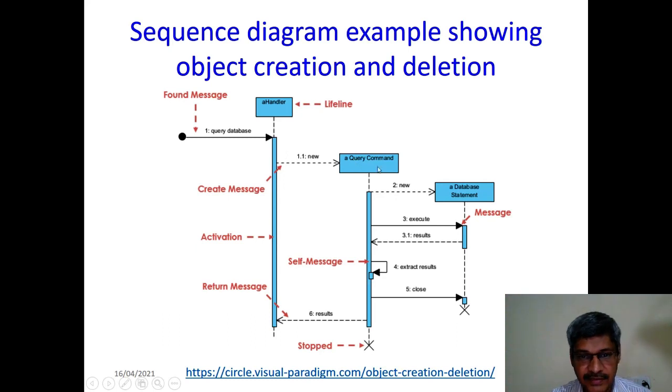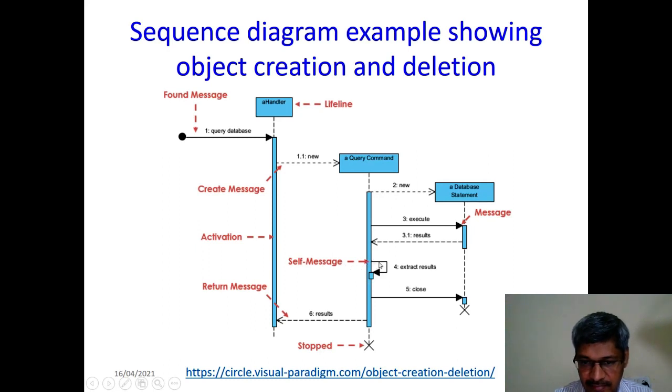Then it actually creates this query command object with this new method. So that will create this particular object. The query command is also a passive object, so it is not always active, but when it wants to create a new database statement, it will create this new message, and that's when it becomes activated. Once it is activated and a database statement is there, it will execute the query. So the message comes here, you created the results and the results are sent back, and then the database statement object will become inactive.